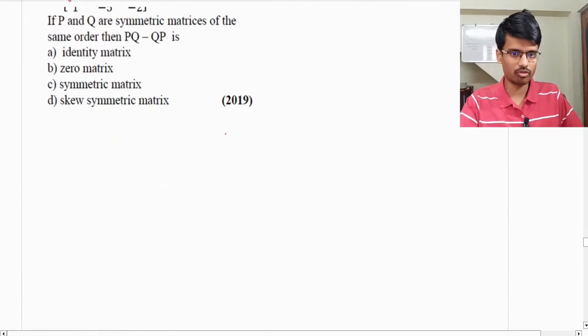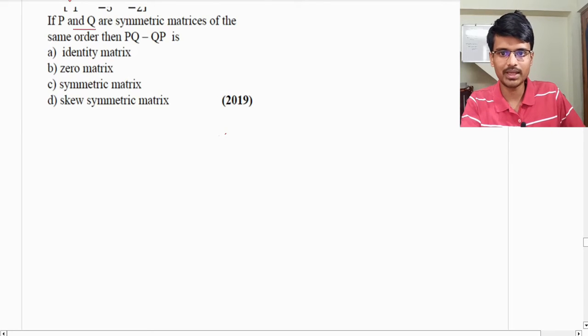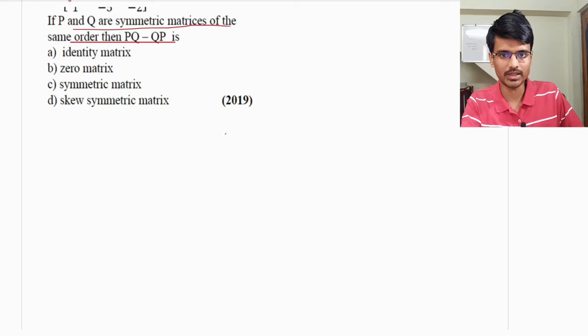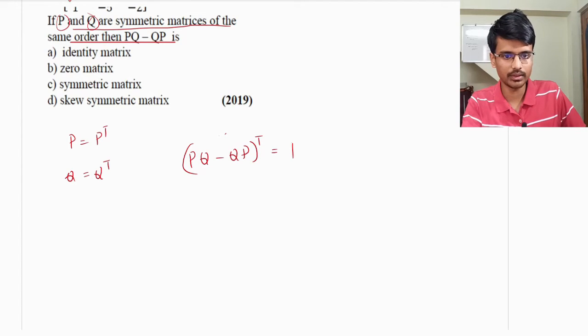Okay, so these type of questions, there is a method to solve. If P and Q are symmetric matrices of the same order, then PQ minus QP is. They have given us P and Q are symmetric matrices. From that, I can write that P is equal to P transpose, Q is equal to Q transpose. So now PQ minus QP, I'll take transpose. What do I get? PQ whole transpose minus QP whole transpose.